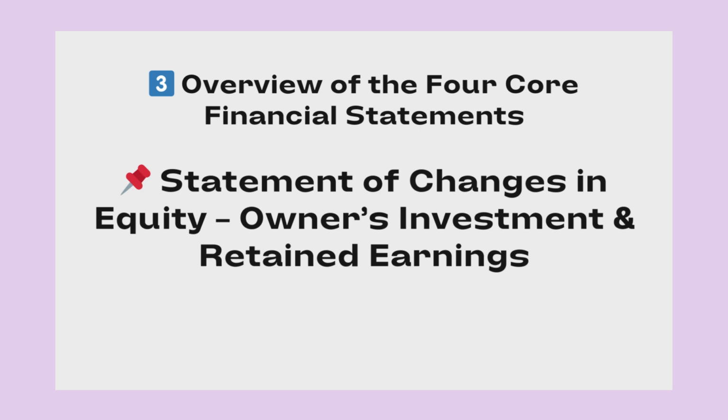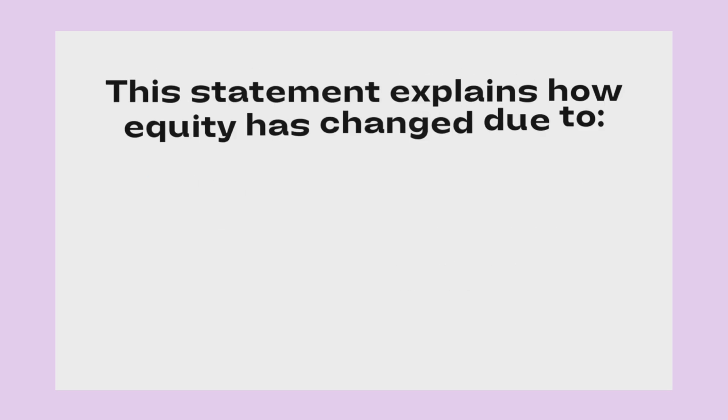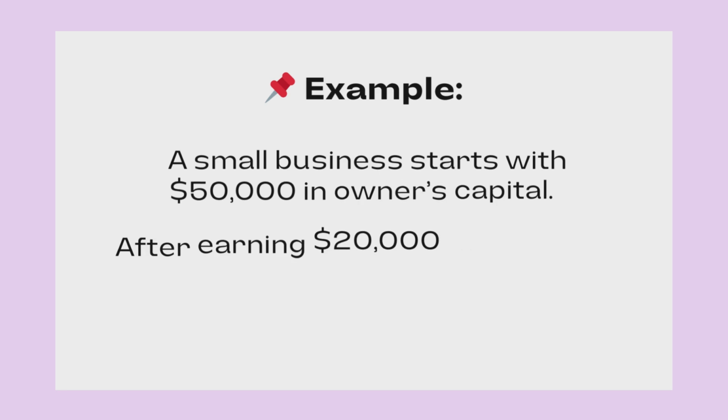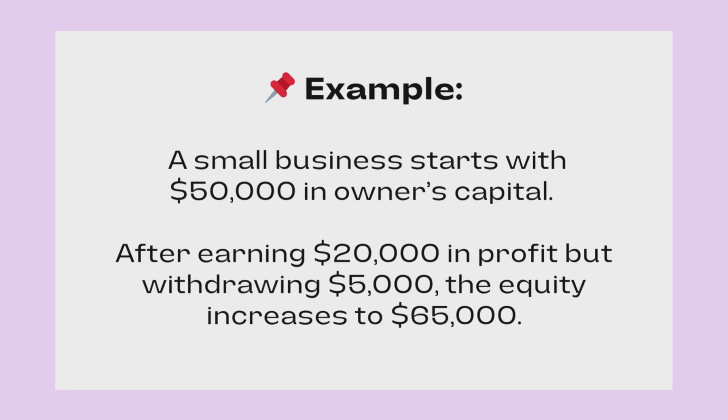Statement of changes in equity, owner's investment and retained earnings. This statement explains how equity has changed due to net profit or loss, owner's withdrawals, and new investments. Example: a small business starts with $50,000 in owner's capital. After earning $20,000 in profit but withdrawing $5,000, the equity increases to $65,000.